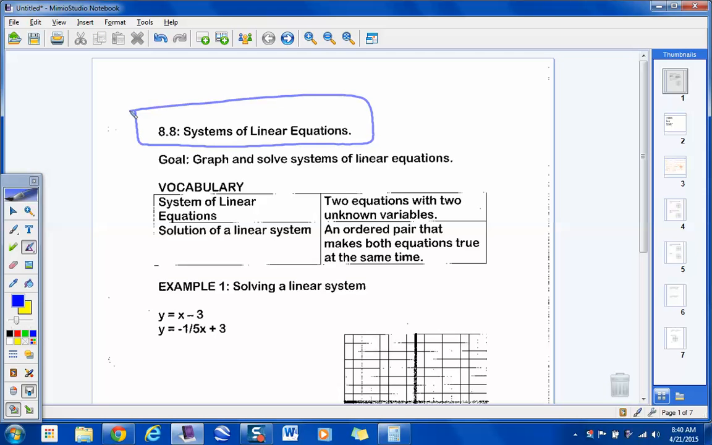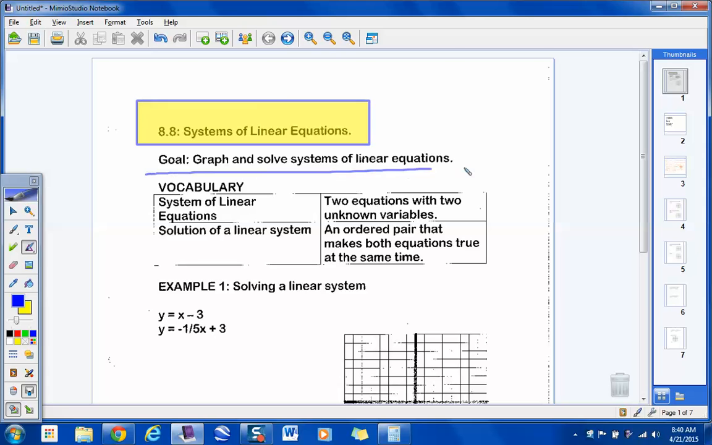I want a volunteer to read my goal for me, please. Graph and solve systems of linear equations. Okay. So in order to graph and solve systems of linear equations, we need to first understand what a system and a linear equation is. System of linear equations right here. We just said it's how many equations, kids? 2 equations with how many unknowns? In most cases, x and y. We've got to find a value of x and a value of y.